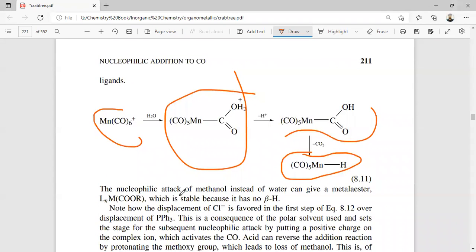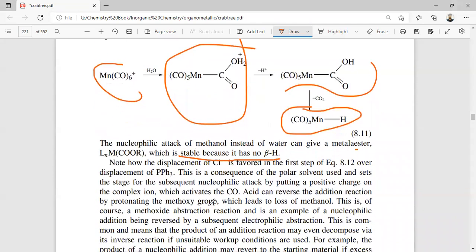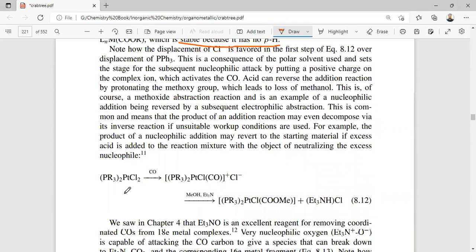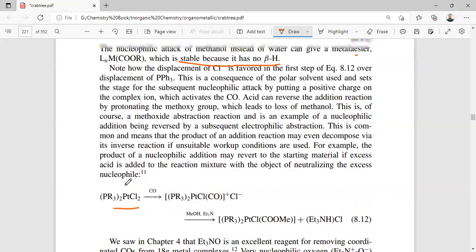So the nucleophilic attack of methanol instead of water can give the metal ester, which is stable because it has no beta hydride. So now the displacement of Cl is favored in the first step over the displacement of PPh3. So this is one example. Here, with this platinum complex, the displacement of the Cl is easier compared to the displacement of PR3.